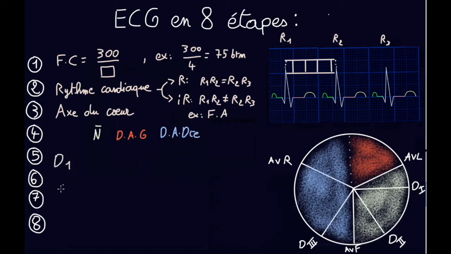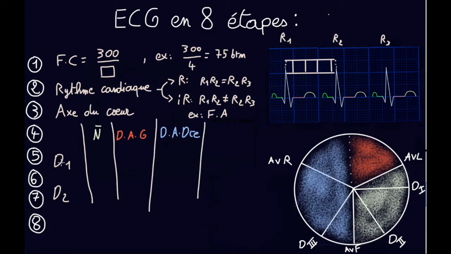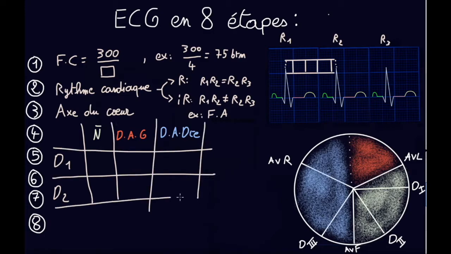To find out the position of the heart, we are going to look at the QRS complex sign at D1 and D2. If the heart is in the normal position, D1 will be positive and D2 positive. Left axis deviation: D1 positive, D2 negative. Right axis deviation: D1 negative, D2 positive or negative.